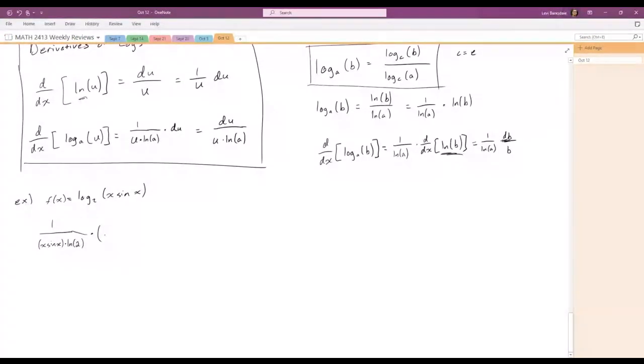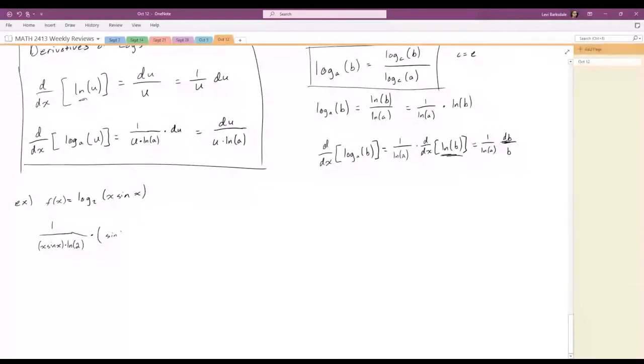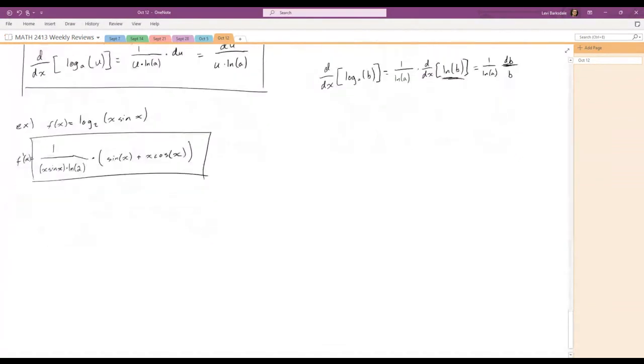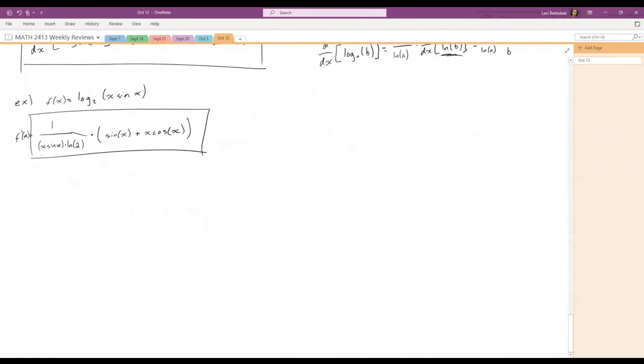So the derivative of x sine x is sine of x plus x cosine of x using the product rule. That would be my derivative, f prime of x. Any questions? All right. In that case, it is time for some more practice problems.